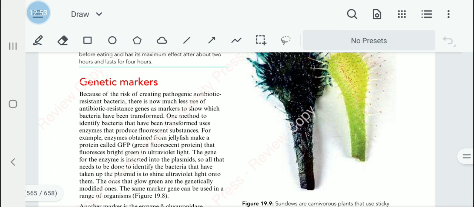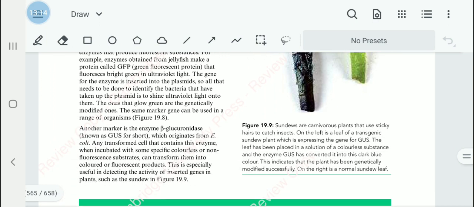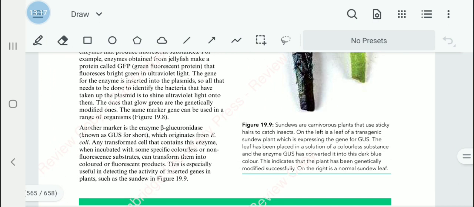So the gene for the enzyme is inserted into the plasmid along with the gene that we require. When the plasmid is taken up, the bacteria will shine under ultraviolet light. Example, GFP protein, green fluorescent protein.